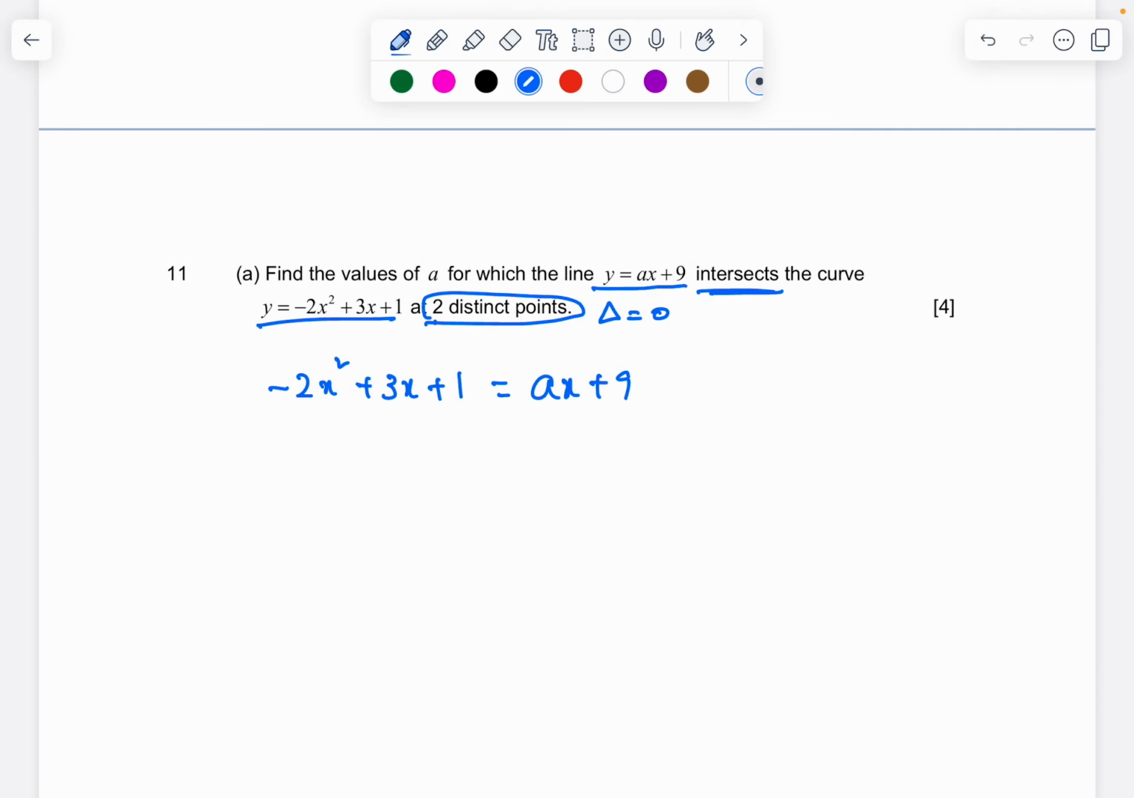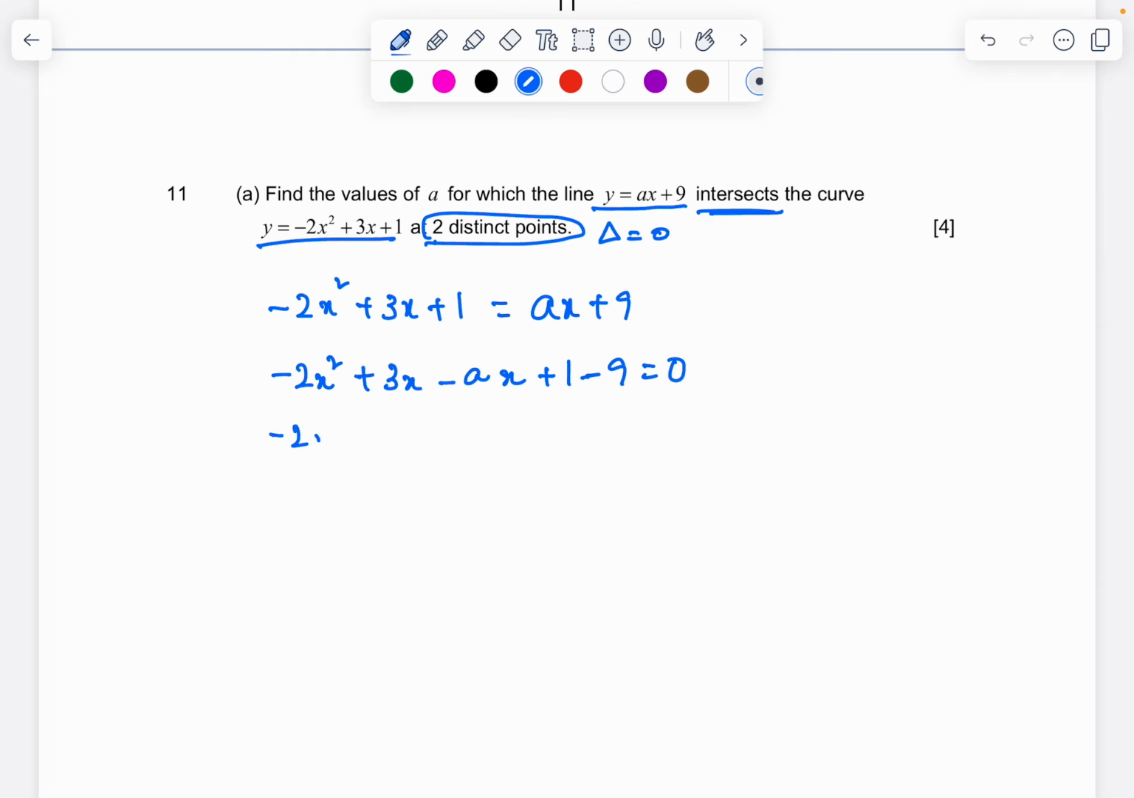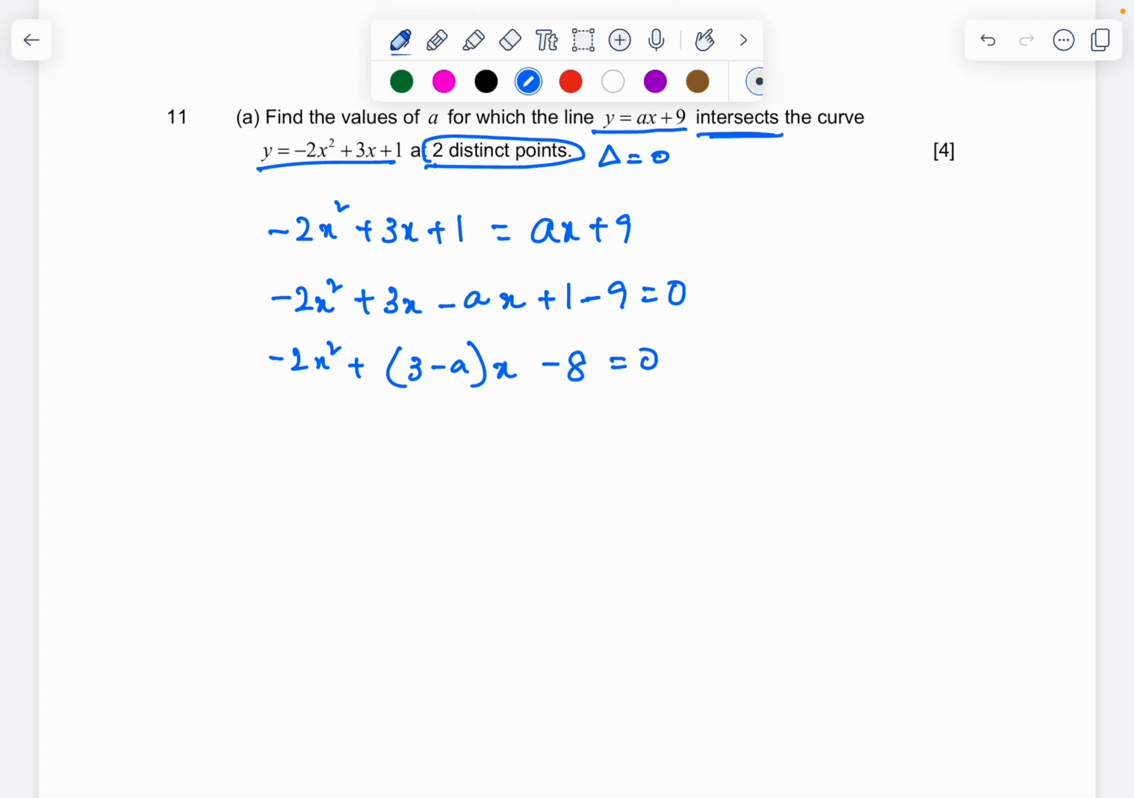So put them together, plus 3x, bring the x terms together, ax plus 1 minus 9 is equal to 0. So I will simplify first, plus 3 minus ax minus 8 is equal to 0. So multiply everything with the negative 1. So this gives me plus a minus 3x plus 8 is equal to 0.